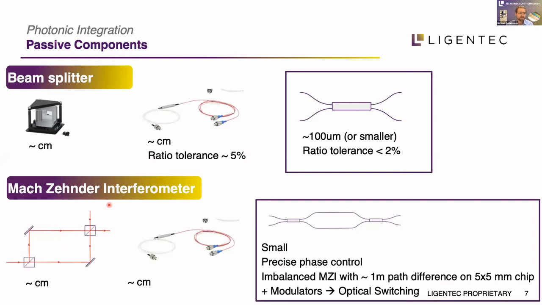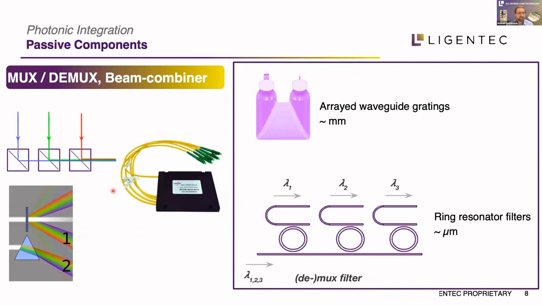With beam splitters, you can also build Mach-Zehnder interferometers with a very precise control of the phase and especially the path lengths, because this is done with lithography methods that can be controlled down to the nanometer level, and with that you have a very good control of the path length error. You can also do multiplexers, demultiplexers and beam combiners with, for example, arrayed waveguide gratings or ring resonators to have a very compact mux and demux scheme in your system.